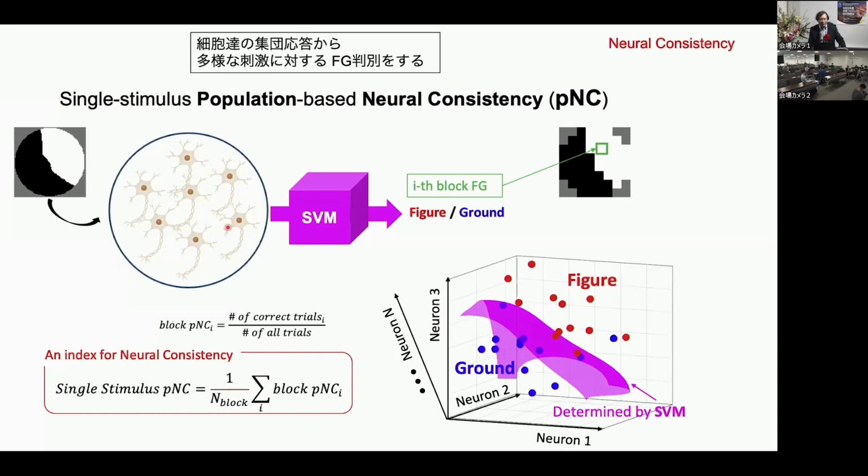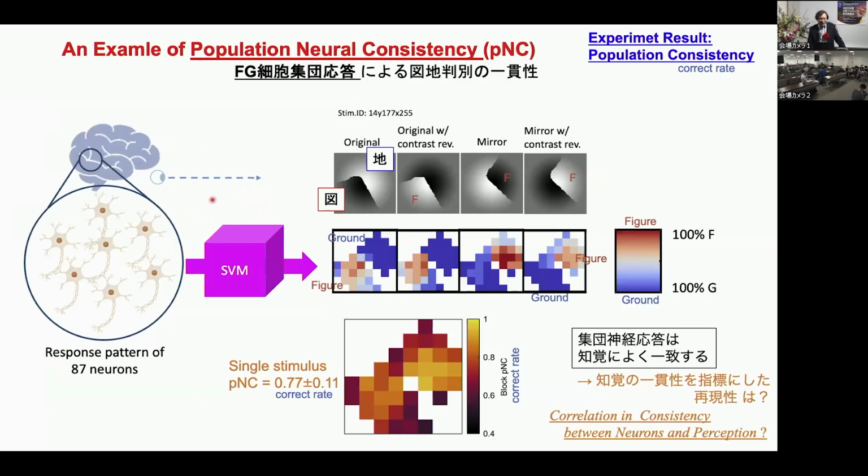Well, I think I don't need to talk about the support vector machine here in this institute. So let's go to the result. This is an example of a stimulus. In this case, black is figure, and this is a response, I mean, the activity with the machine. In this case, reddish color shows the figure.